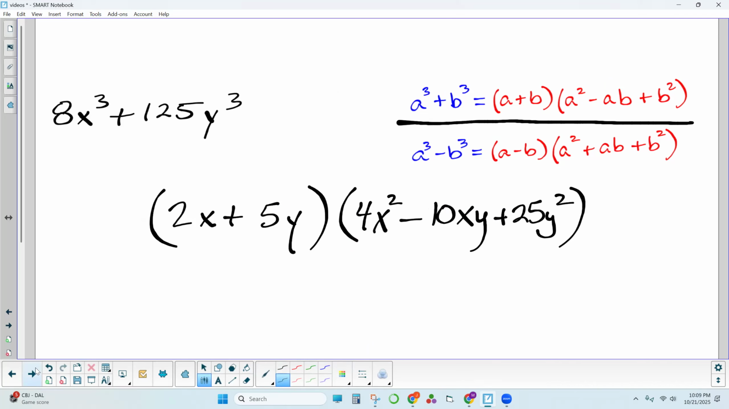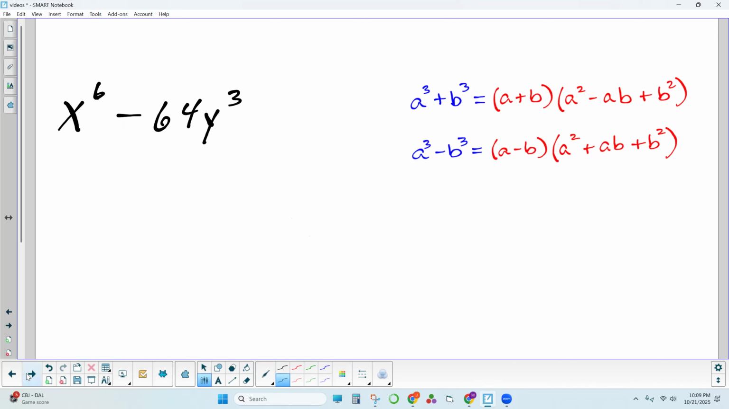Okay? Let's try one more. This will be a little bit more challenging, perhaps. If you'd like to try this on your own, go ahead and pause the video and we'll go over it. You're ready? All right, this time we have the difference of cubes. Now, what is the cube root of this?